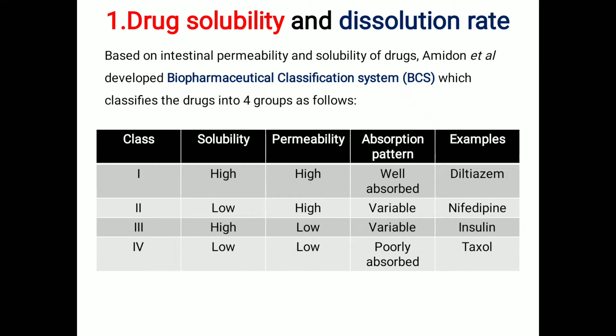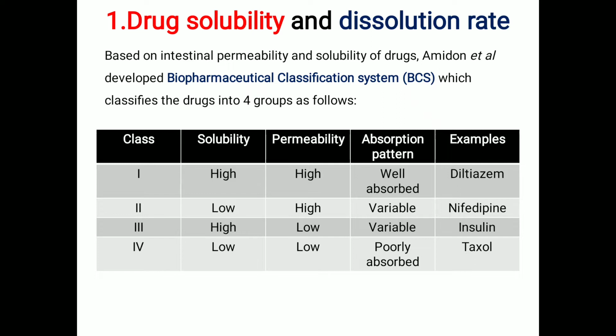Example is diltiazem. Then class 2 drugs have low solubility as well as high permeability. Despite having high permeability, they have low solubility, and that's why such drugs have a variable absorption pattern. That mainly depends upon the structure of the drug. For example, nifedipine. Class 3 drugs have high solubility but low permeability, and that's why they also have a variable absorption pattern.